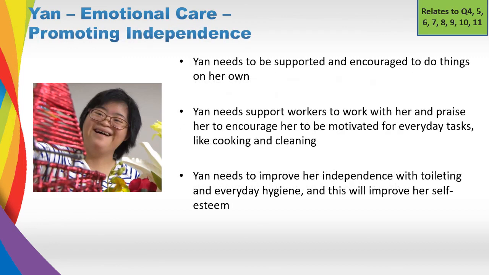Other parts of her emotional care, we need to promote independence. She needs to be supported and encouraged to do things on her own. She needs support workers to work with her and praise her, to encourage her to be motivated for everyday tasks like cooking and cleaning. Jan needs to improve her independence with toileting and everyday hygiene, and this will improve her self-esteem. So, by giving praise and promoting her independence, that will support and encourage her to do things herself.